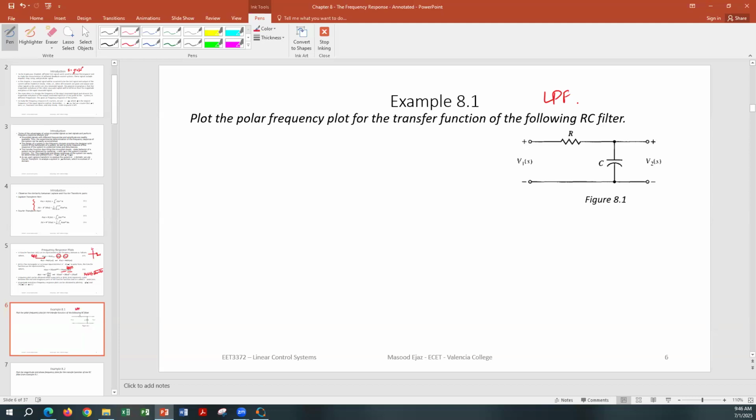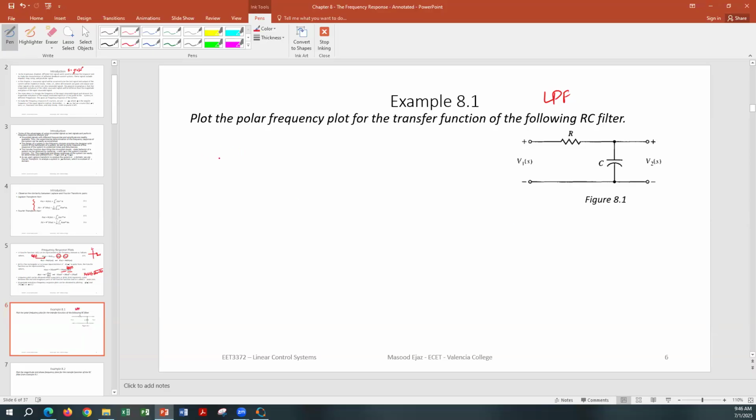Passive because it does not provide any gain in the pass band. Active low pass filters, that you must have studied in integrated circuits, are generally made of operational amplifiers, and they do provide gain within the pass band, but passive low pass filters don't provide any gain within the pass band. So the complete name of this circuit is first order passive low pass filter. That's the RC low pass filter.